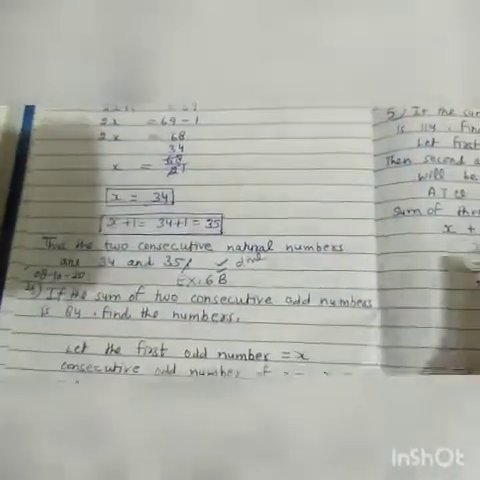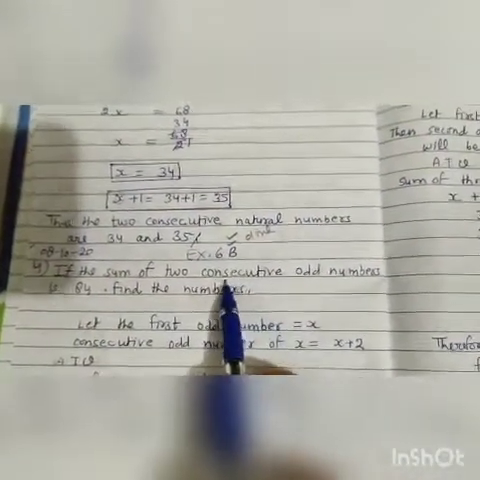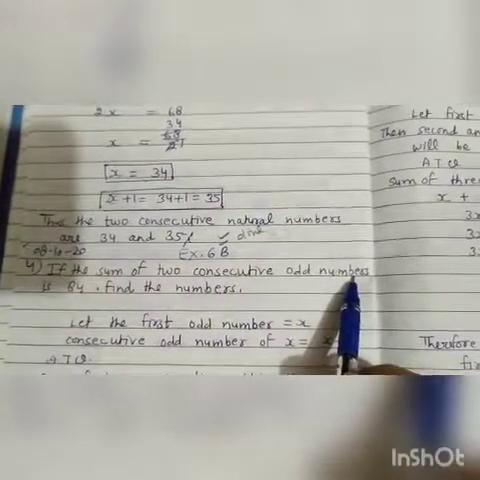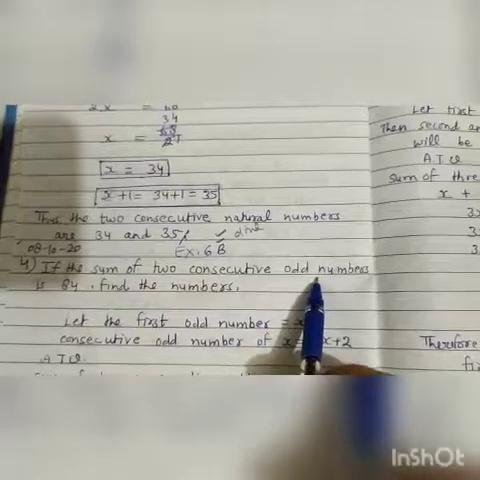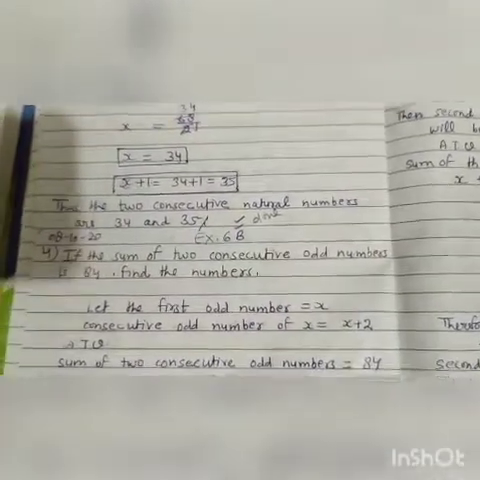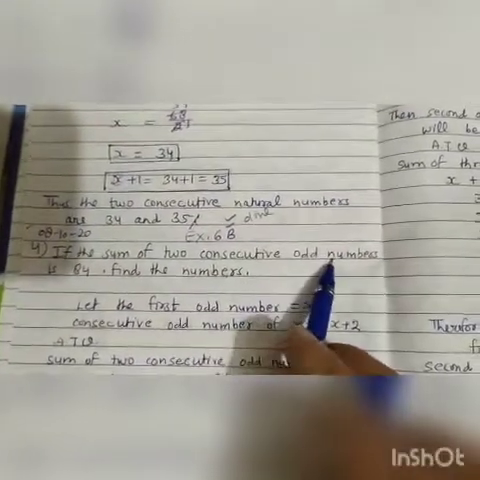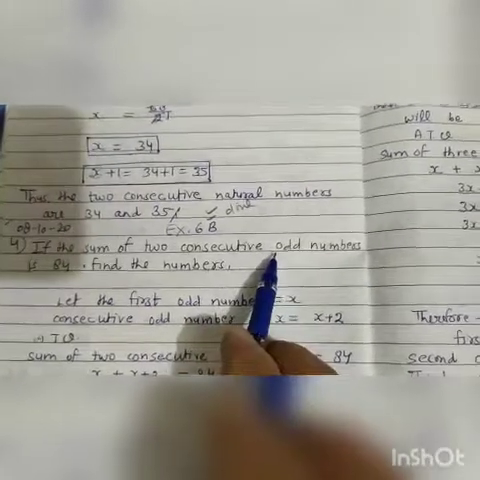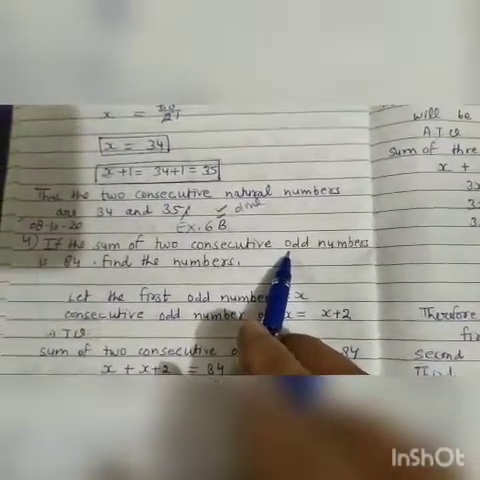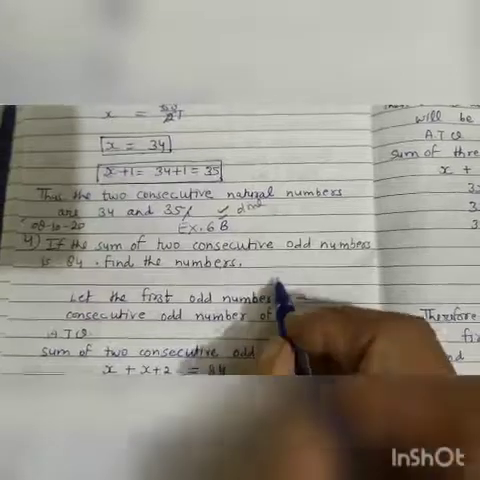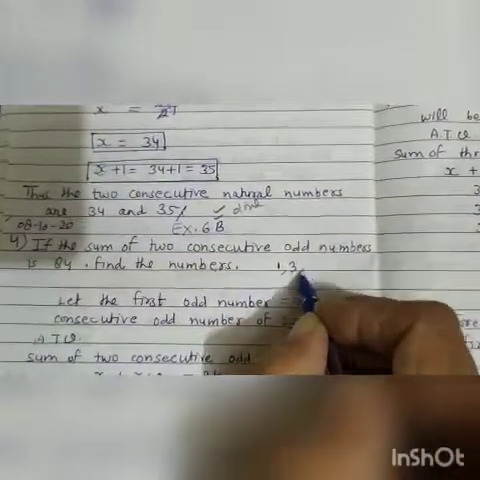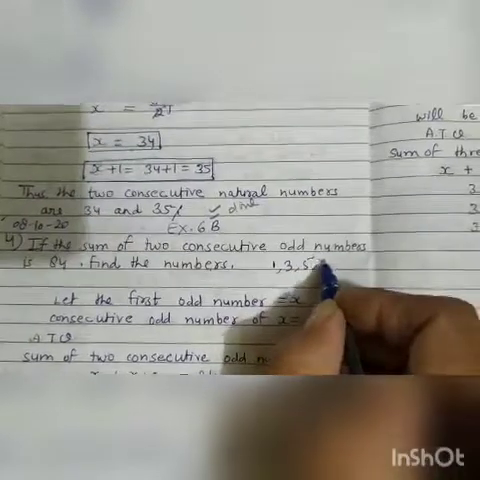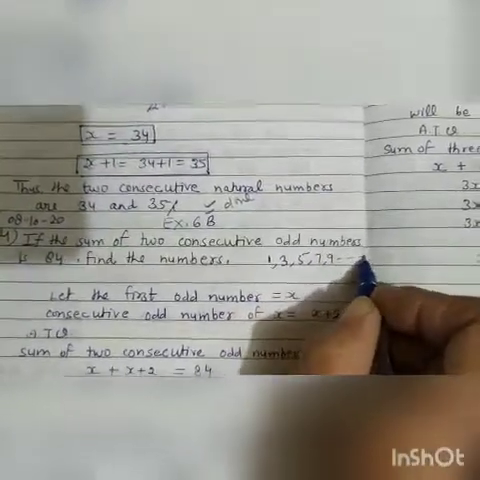Now in this question, these are consecutive odd numbers. Not only consecutive numbers, but consecutive odd numbers. So what are consecutive odd numbers? If we take the first odd number 1, then the next odd number will be 3, then next will be 5, then 7, then 9, and so on.